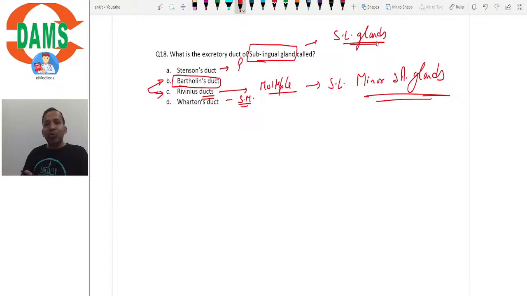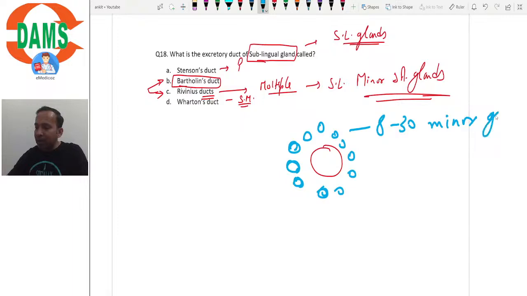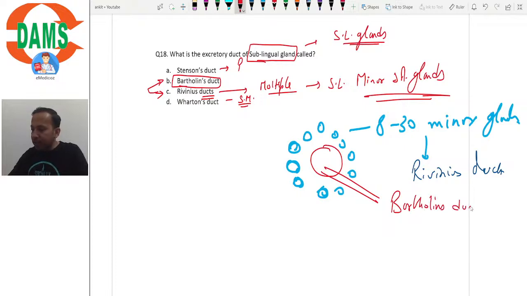Sublingual gland is drained by Bartholin's duct. This is the sublingual gland and in its vicinity we can see 8 to 30 minor glands. These minor glands are drained by Rivinus ducts, but this major gland is drained by Bartholin's duct. Clear?